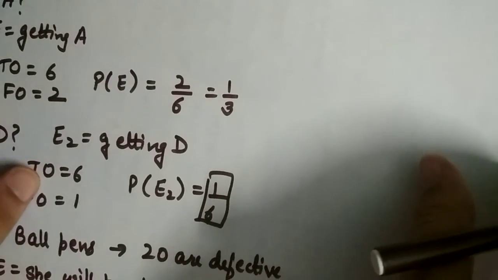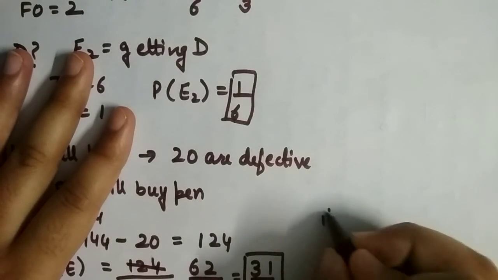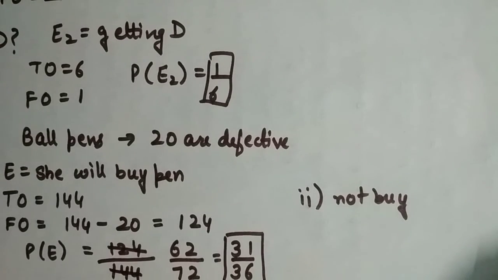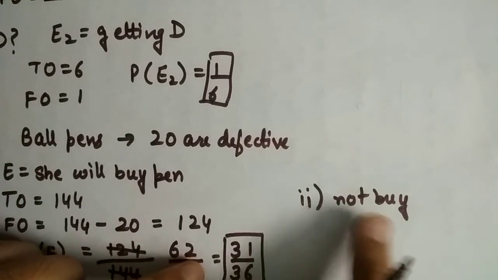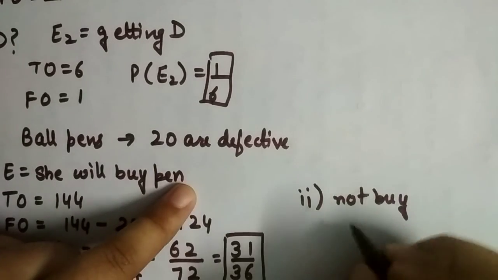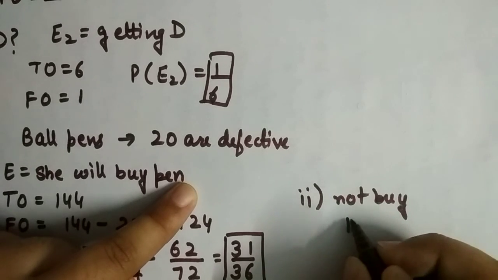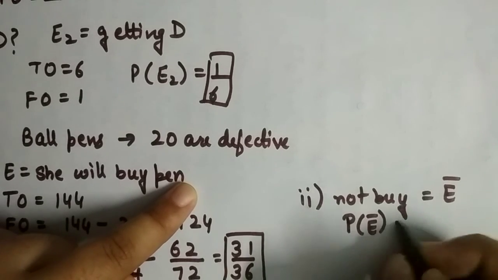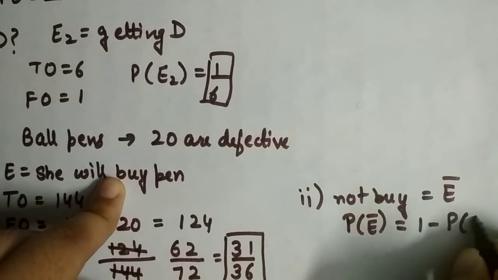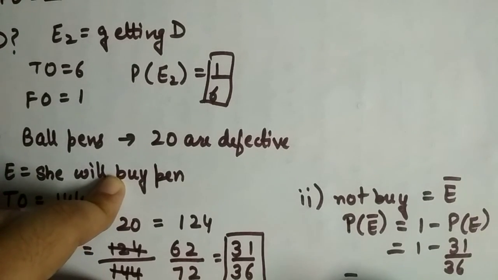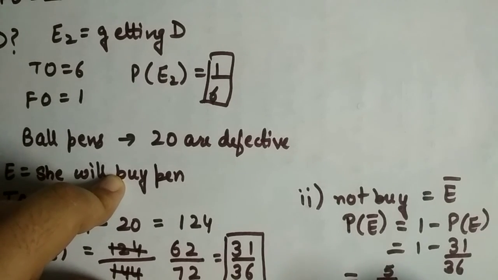Now in the second part, what is the probability that she will not buy it? When will she not buy? When it would be defective. And this event is the complementary event of she will buy the pen. So we will just subtract it. It is E bar. So probability of E bar is, we will subtract P(E) from 1, 1 minus 31 by 36. It is 5 by 36.